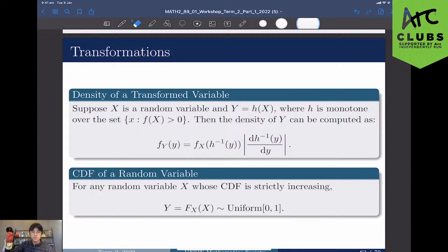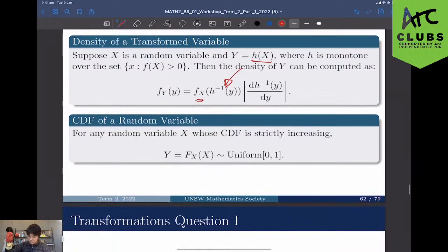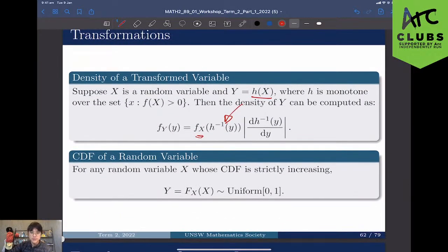So when we solve questions, we're going to know what h(x) is equal to, and we know the density function of x. So we're just going to sub it in here, and we're going to have to differentiate the inverse of h with respect to y. And for any random variable x whose CDF is strictly increasing, y equal to F_X(x), a y with its CDF being that of x, is going to be uniformly distributed.